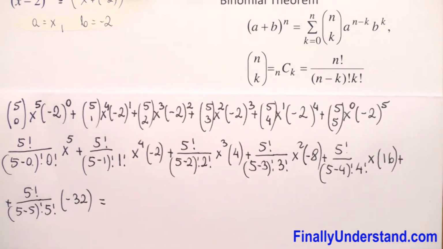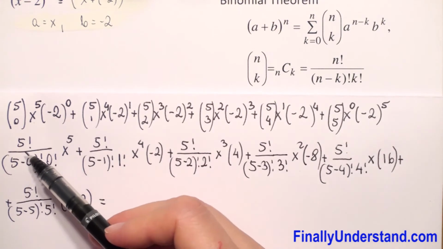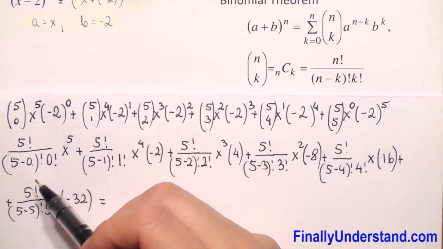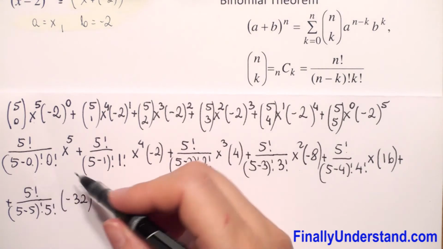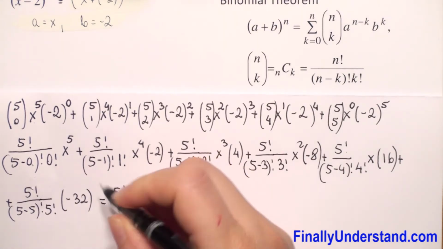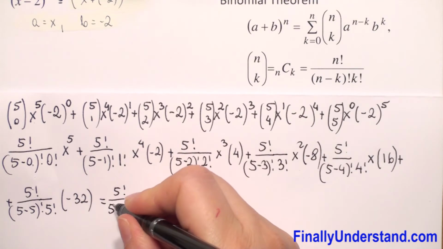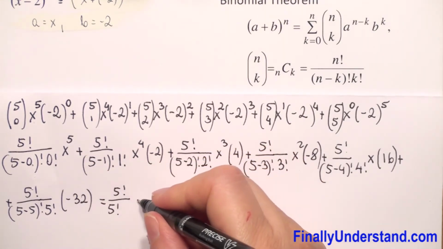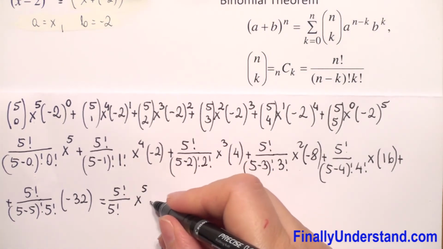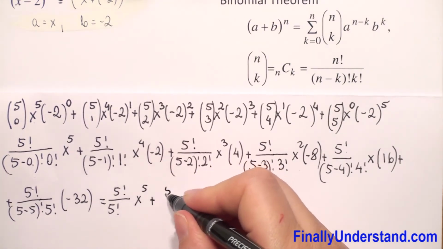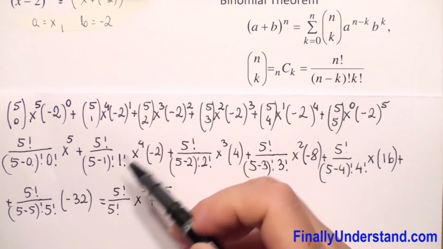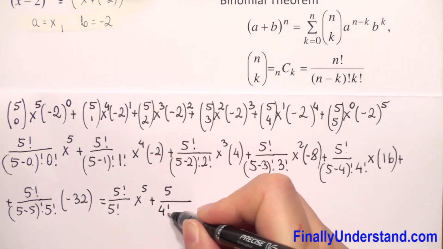So this is equal. Now 5 factorial, we can rewrite that this is 5 times 4 times 3 times 2 times 1. But in the denominator we have 5 factorial, and we have in the denominator 5 minus 0, so this is 5 factorial. 0 factorial is 1, so we don't have to write it. And we have times x to the 5th power plus 5 factorial. And because in the denominator we will have 5 minus 1, it will be 4 factorial.